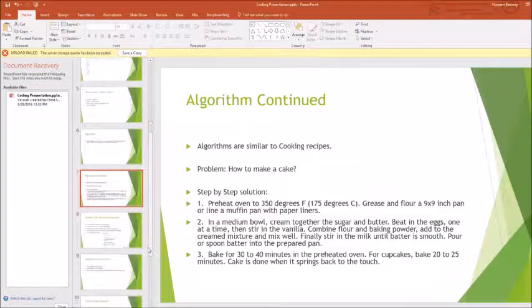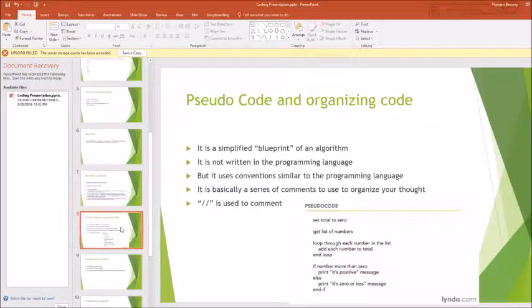And in order to organize that step-by-step approach, sometimes people like to use something called pseudocode. The pseudocode is basically this right here. It's a simplified blueprint of an algorithm. When you program, you're going to use a programming language that's understood by the machine. But in pseudocode, you use the regular English language, but you write it in conventions similar to the programming language.